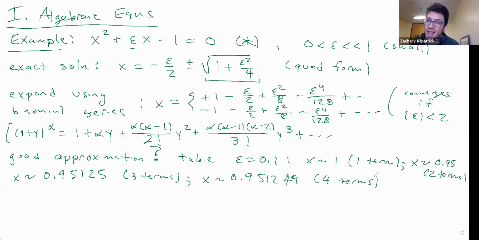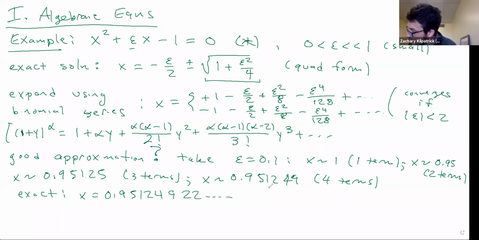And what we'll find in this class is usually you're not going to take much more than 2 or 3 terms. In fact, you may only take the first couple of terms. And in this case, if I take 4 terms and compare it to the exact formula, x is equal to 0.9512492.